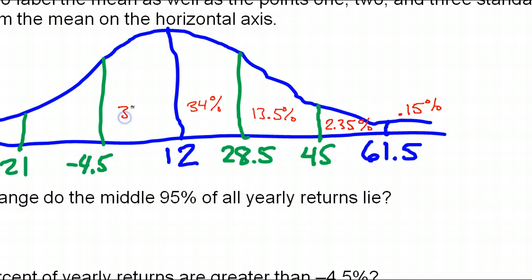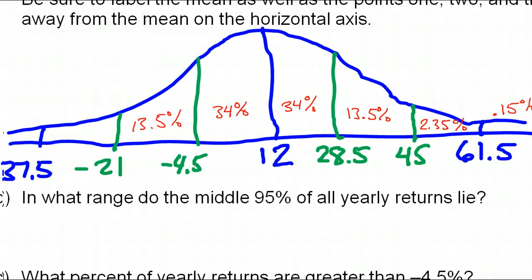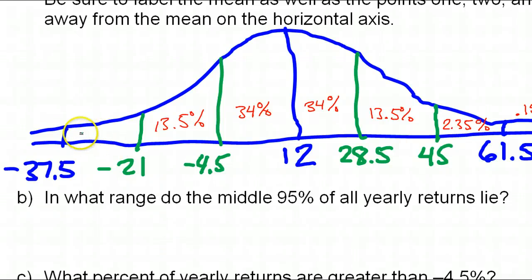All right, of course, the left side is a mirror image of the right side, so I'm just going to copy it over. So 34%, 13.5%. But just like I knew those numbers off the top of my head, you should too. So just sit down and memorize those numbers, please. Do it now. Do it today. Why wait? All right, 0.15%. Okay, those are the key numbers that you need to know.